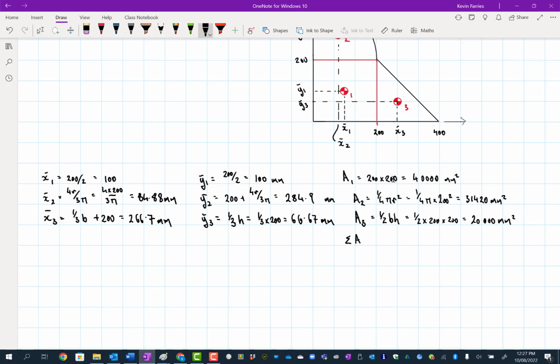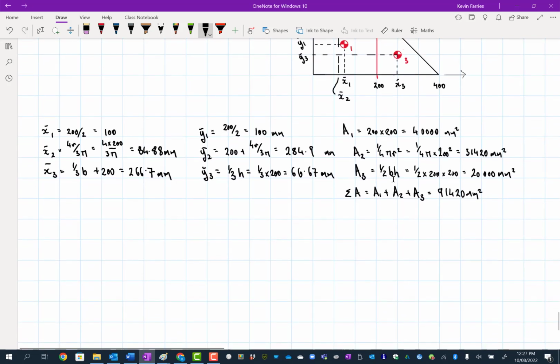So the sum of the areas is just equal to A1 plus A2 plus A3, so we'll add those up and we'll get that. So it's 42,000 plus 31,420 plus 20,000, which is equal to 91,420 millimeters squared. So just doing that separately because I'm going to use it a few times.